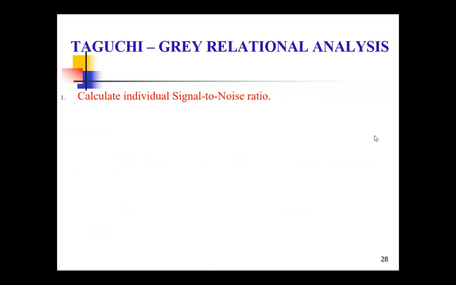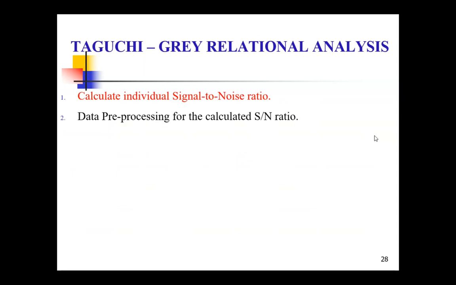So the steps that we are going to follow in Taguchi based gray relational analysis are: calculate the individual signal to noise ratio based on the formulas that Taguchi has given, the SN ratio formulas for lower the better, higher the better, and nominal the better. But in these cases, we don't have the nominal the better category, so we use only the lower and higher the better concept.